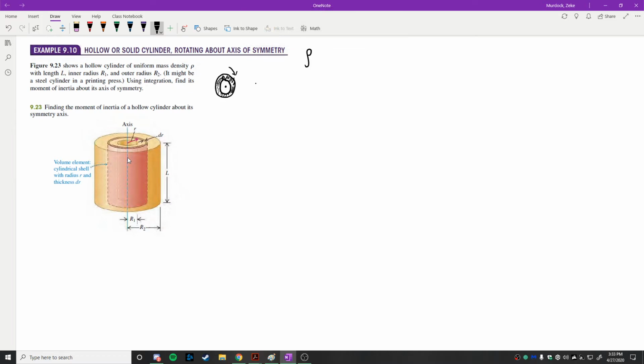Now, to talk about how we actually go about doing this, we need to evaluate this integral. And in order to evaluate the integral, we need to ask ourselves, what is dm? That's the first thing. And remember that part of that is going to be doing something with volume. So in order to do this, we're going to break our object up into small volume elements, and those volume elements are going to be cylindrical shells. They're going to have radius r and thickness dr.